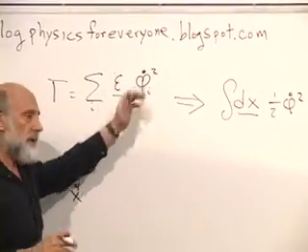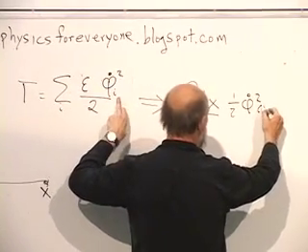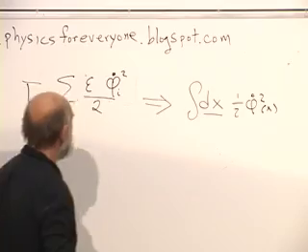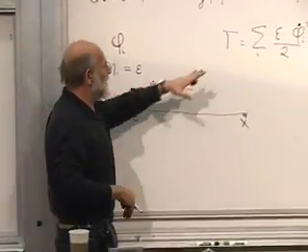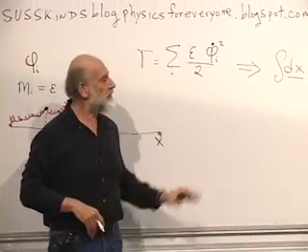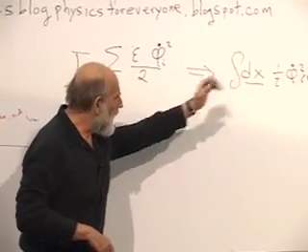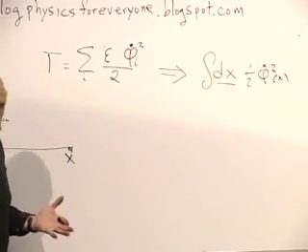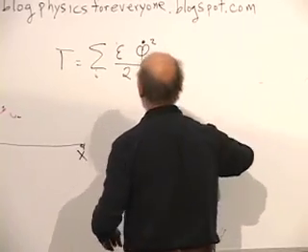Phi dot squared, well, phi will, instead of being a function of a discrete index, will become a function of x, and the sum will become an integral. So it's good to have this epsilon there. It's in just the right place to replace this infinite sum by an ordinary integral. I'm not going to use that yet. We're going to come back to that.